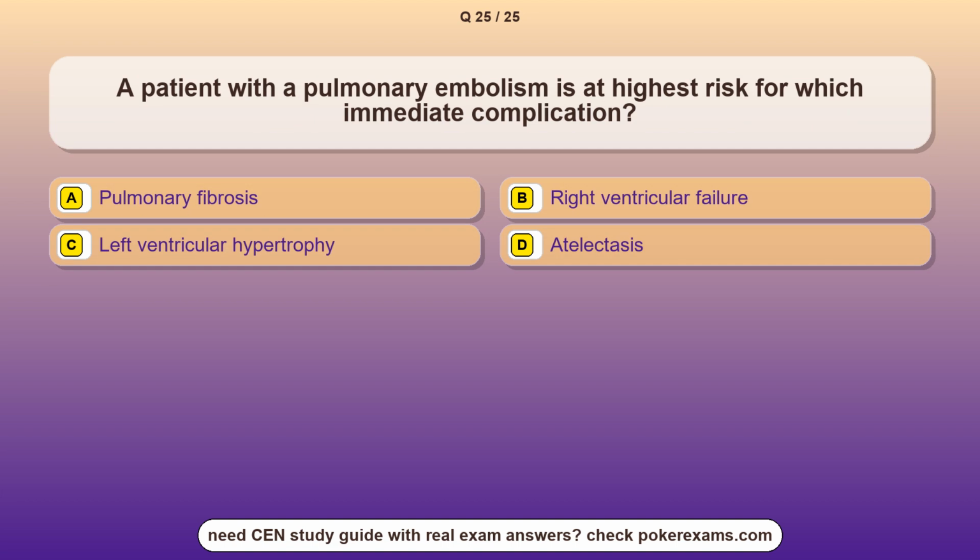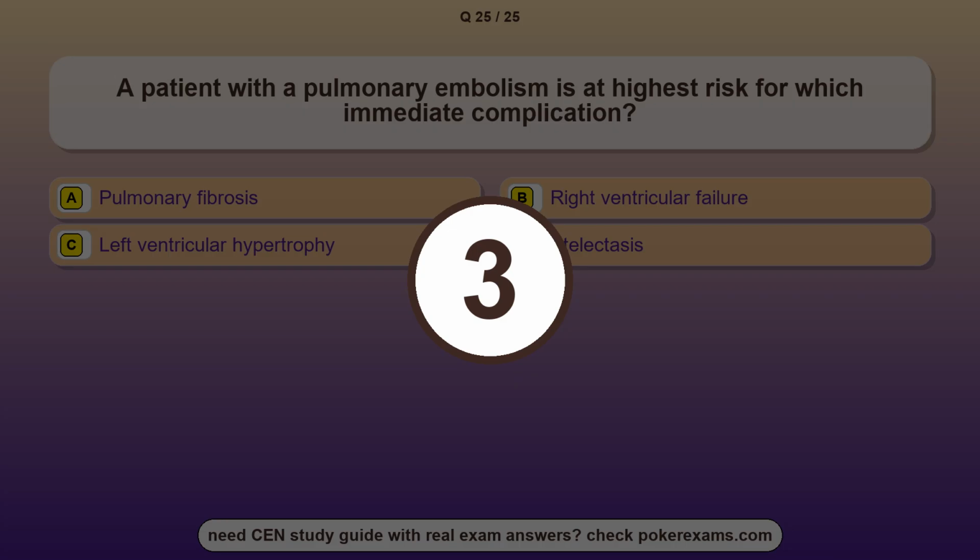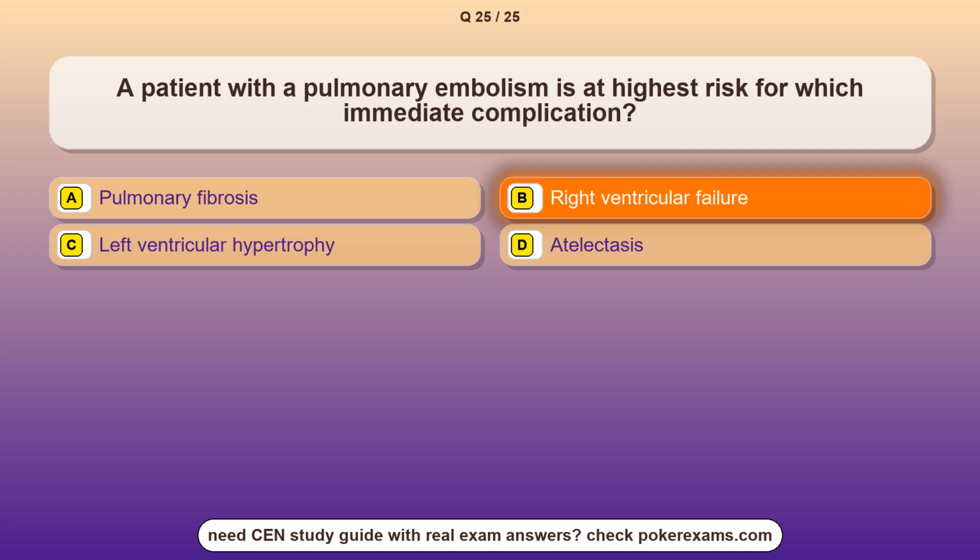Question 25. A patient with a pulmonary embolism is at highest risk for which immediate complication? Option A, pulmonary fibrosis. Option B, right ventricular failure. Option C, left ventricular hypertrophy. Option D, atelectasis. The correct answer is option B, right ventricular failure.